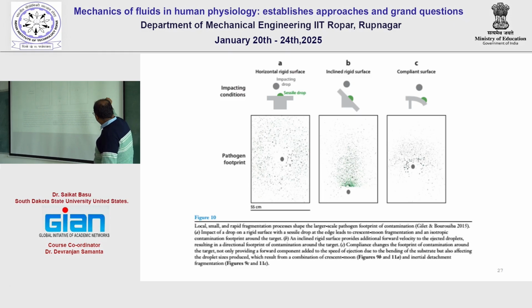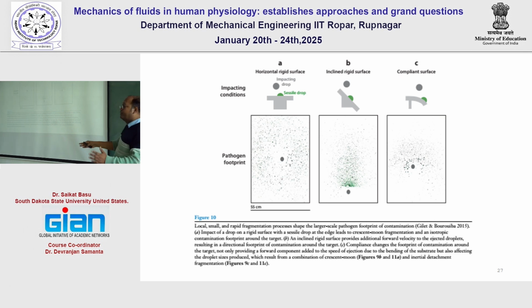So you can see here the different surfaces. This is for an inclined drop on a rigid surface, how it is creating this. The compliant surface means it's a flexible surface actively interacting with the impacting drop. So you can see in all the three cases, the footprints of the dispersed droplets are different.